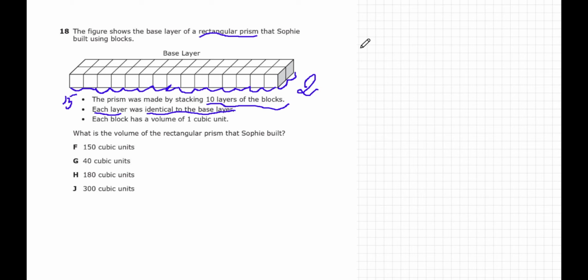The base of the rectangular prism is 15 times 2 equals 30. There are 10 layers of the blocks. Hence, 10 times 30 equals 300 blocks. So J is the correct answer.